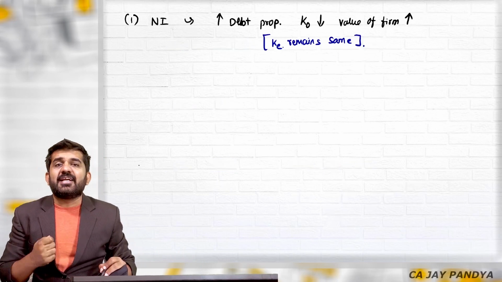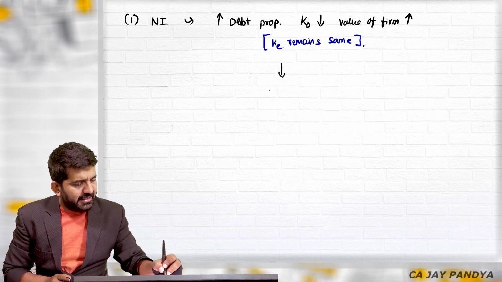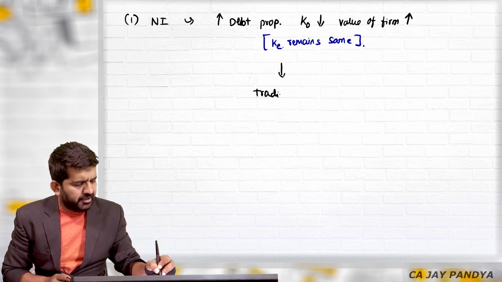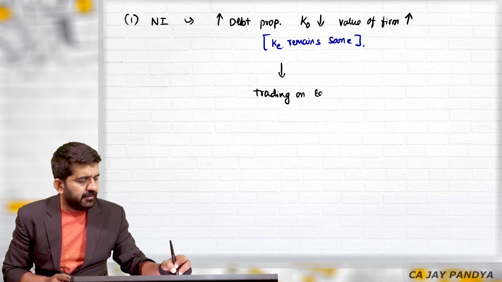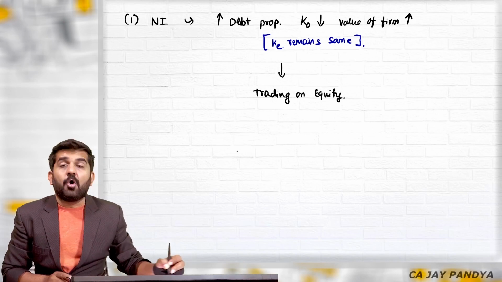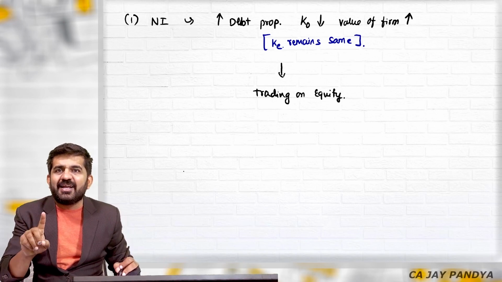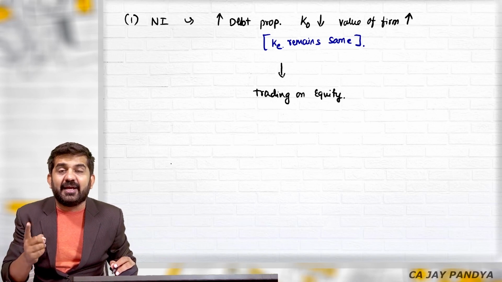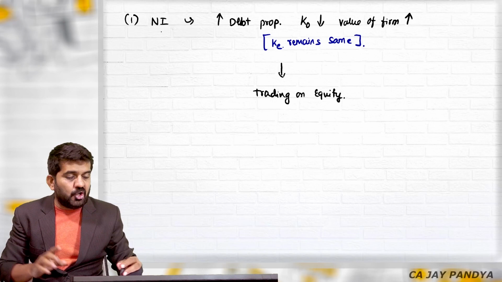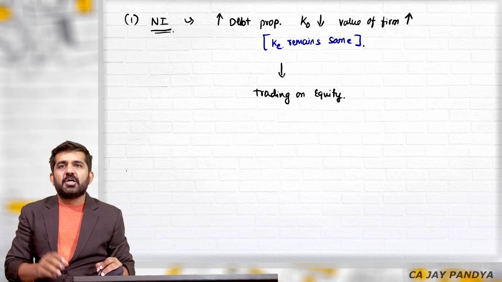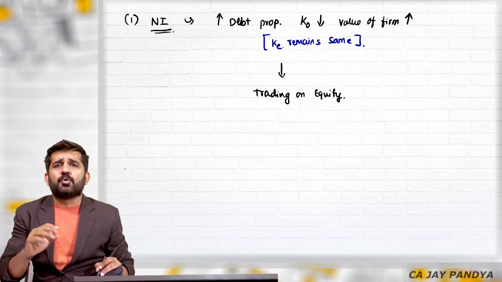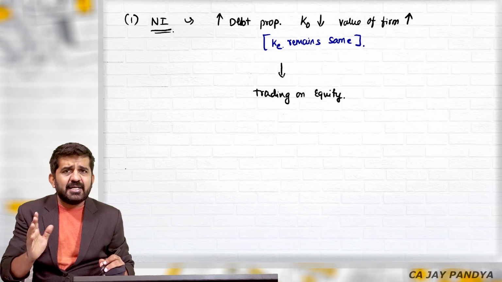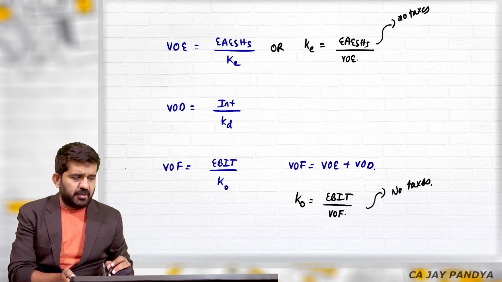So what does the net income approach say? It says this, and it is exactly trading on equity. It will always work whenever R is greater than KD. Otherwise, this will not work. The net income approach will not work. So is the net income approach equal to trading on equity? The answer is yes. Just the calculation will have these formulas.